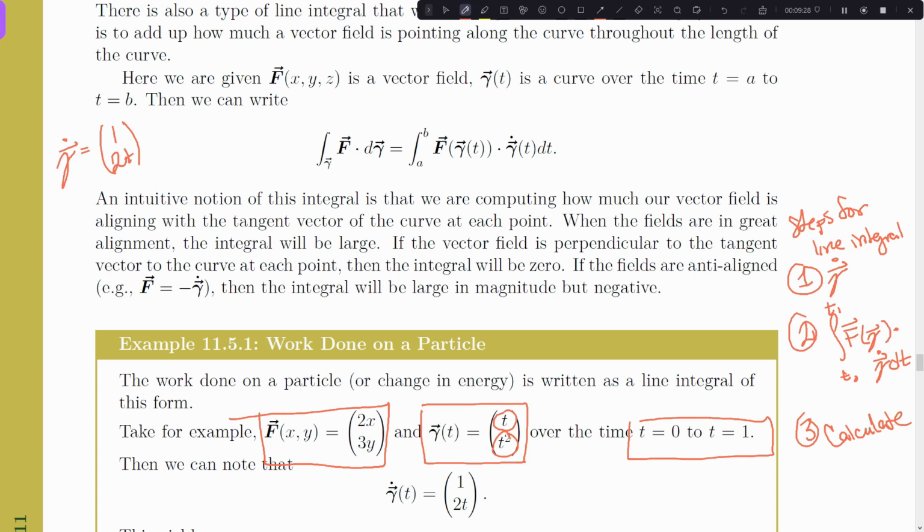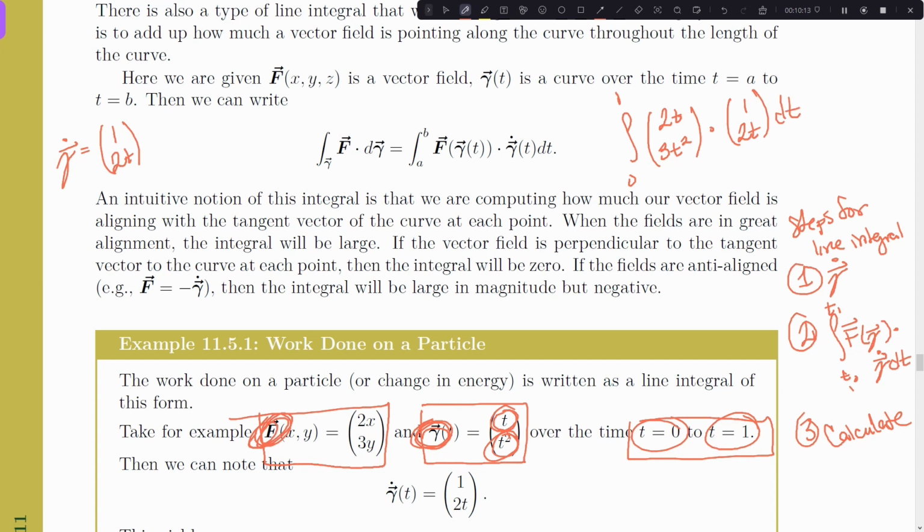I then set up my integral in step 2. It's the integral from t0, which is 0, to t1, which is 1, of F of gamma. And this is one reason why we care about compositions, right? F of gamma. So if I plug gamma into F, that means every time I see an x, I'm plugging t in. Every time I see a y, I'm plugging t squared in. I take the dot with gamma prime, or gamma dot, 1, 2t, and this occurs dt.